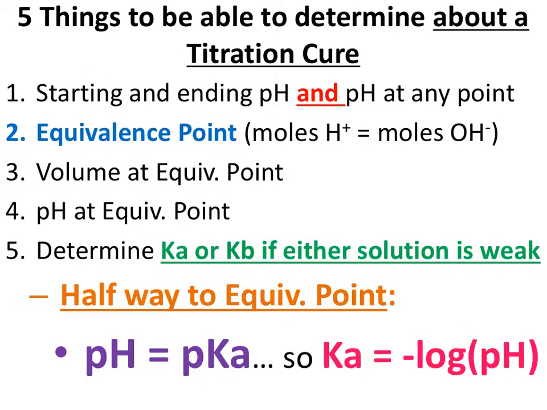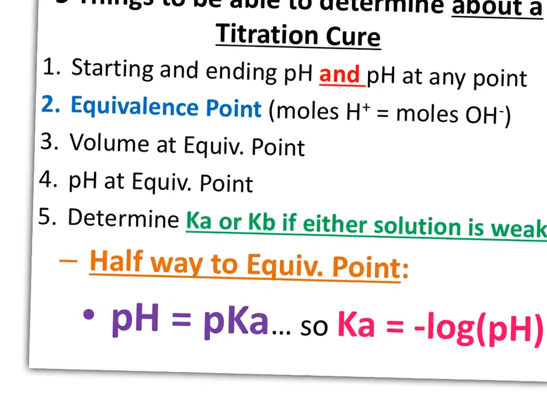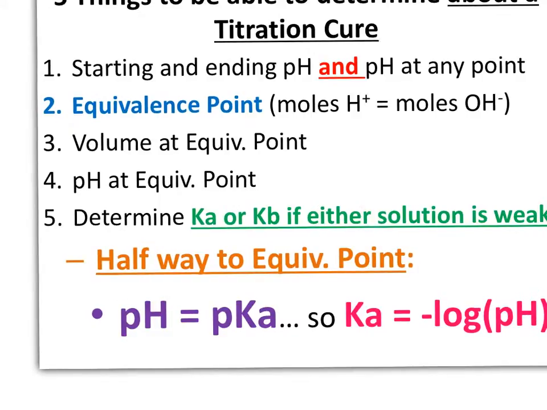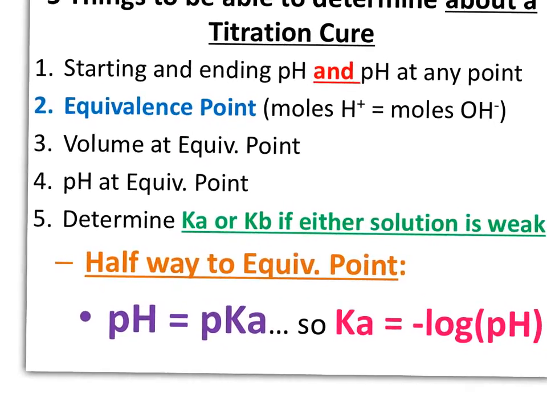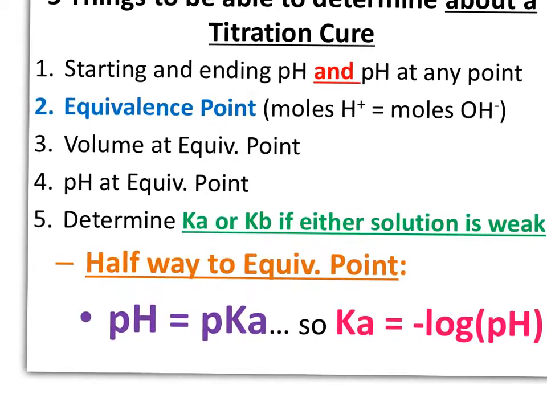Sources of error, you read through that. Five things to be able to determine about a titration curve. Did you kind of hit these? I think this is the most important thing. This is why I want to show you this. First of all, the starting and ending pH.